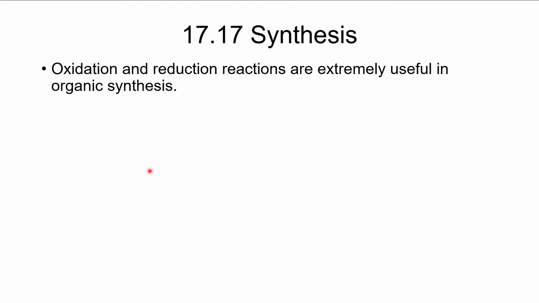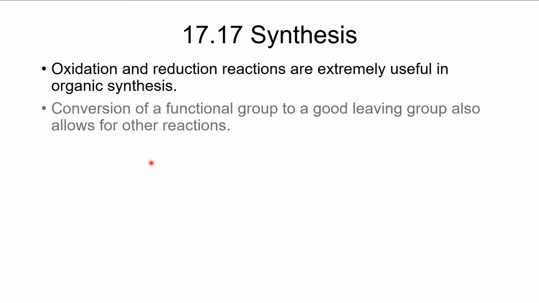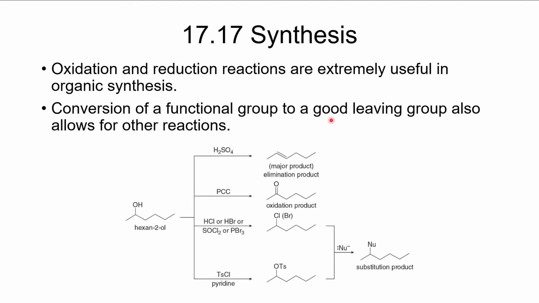All right, so knowing your oxidation and reduction reactions is very useful, and we've talked about some of these before. We can convert a functional group to a good leaving group, and that allows for other reactions to occur. And then we need to know what kinds of things we can do with an alcohol. So for example, here, if we've got an alcohol, there's all kinds of reactions that we know how to do with this. We can take that alcohol and do an elimination.